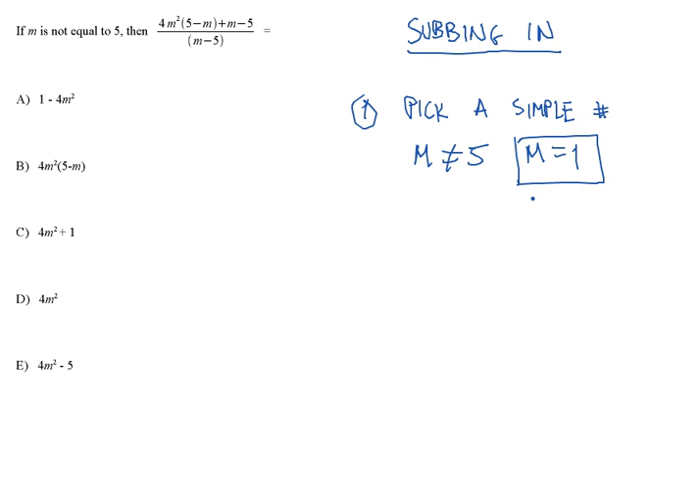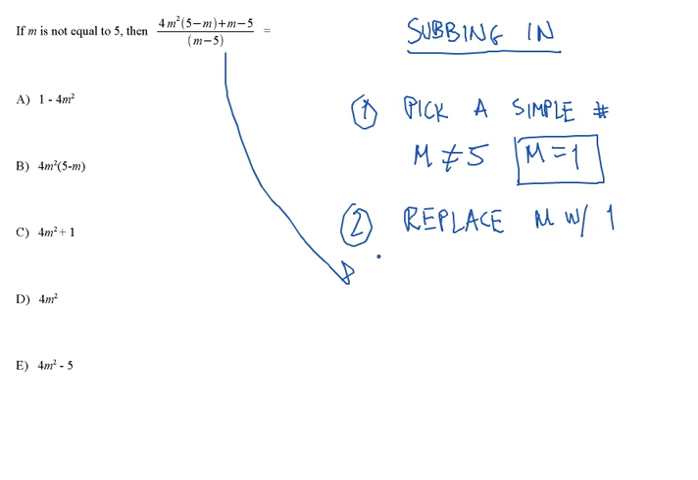Then we would replace all the m's in the question with 1s. In general, you would replace the variable with a number. In this case, replace m with 1. And we would get the following. We would get 4 times 1 squared times 5 minus 1 plus 1 minus 5, all of that divided by 1 minus 5.